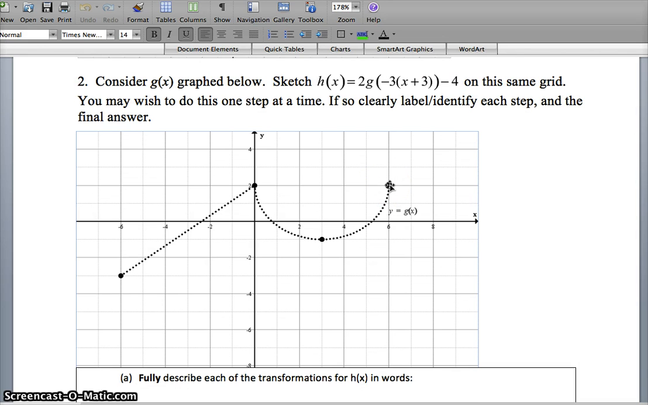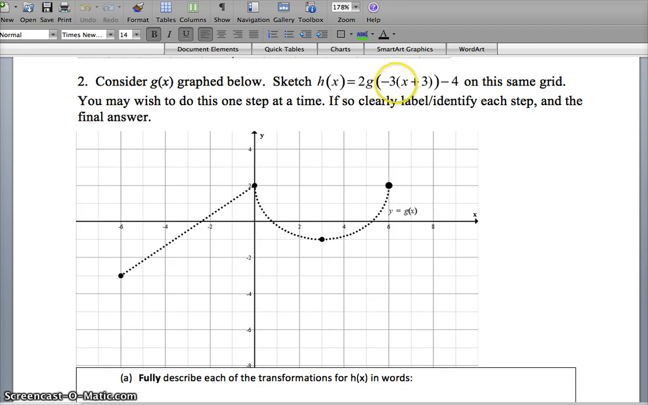This is the point (6, 2). The first transformation tells us to multiply the y coordinate by 2. So this point becomes the point (6, 4). Now we're looking at this transformation here, which reflects over the y-axis. So the point (6, 4) becomes the point (-6, 4).